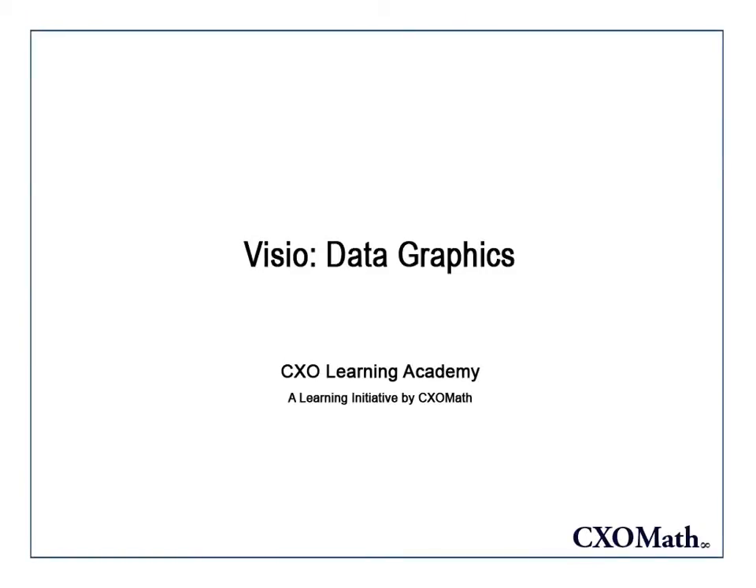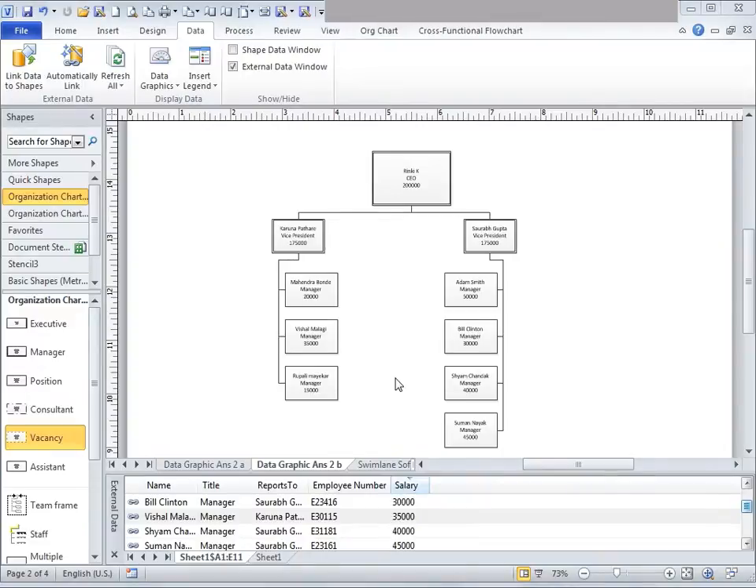This video is going to talk about data graphics in Visio. Now let's look at data graphics. Data graphics is similar to conditional formatting in MS Excel. Just like in Excel, only one data graphic can be applied to any shape at a time.